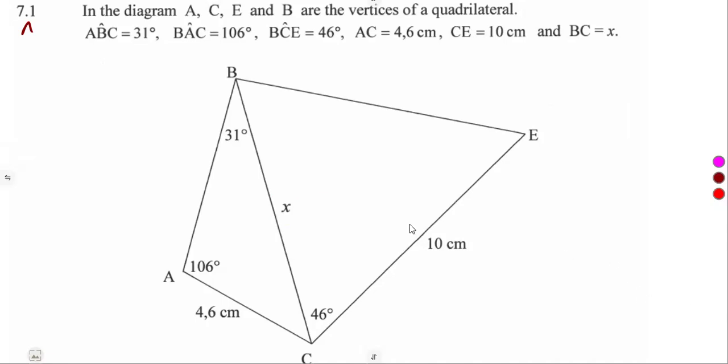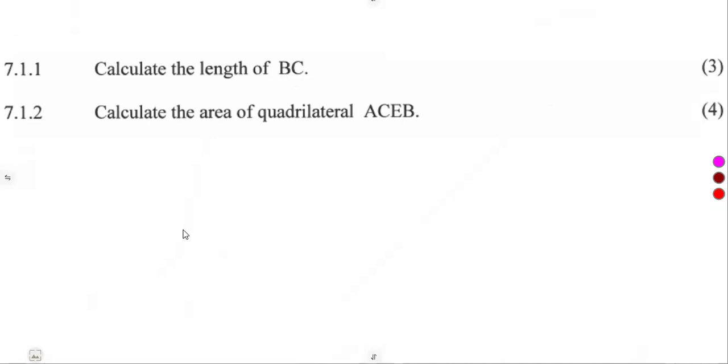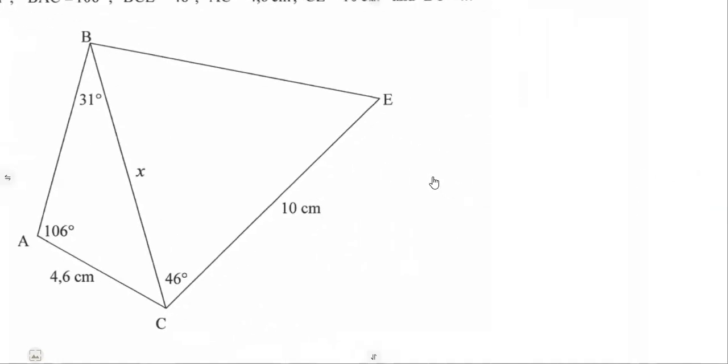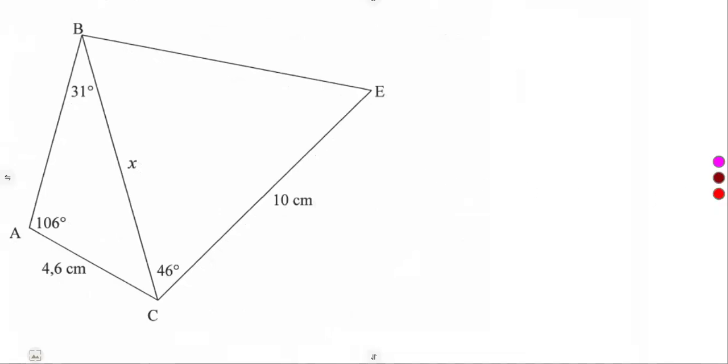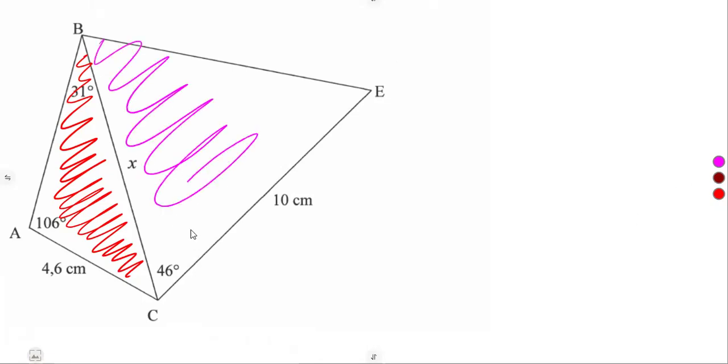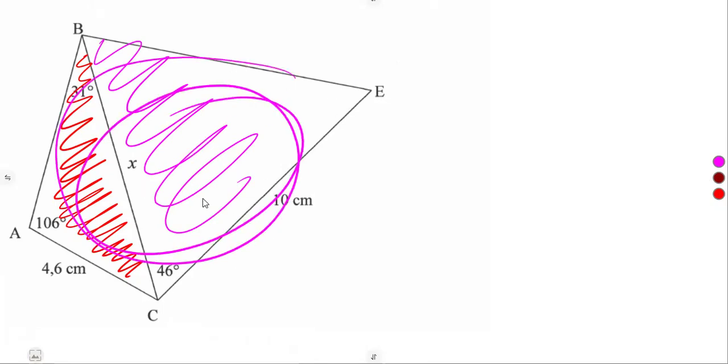From this information and the diagram, the first question is to calculate the length of BC. We have a quadrilateral, but from the diagram we can see that there is a triangle ABC and another triangle BCE. There are two triangles making up the whole quadrilateral.